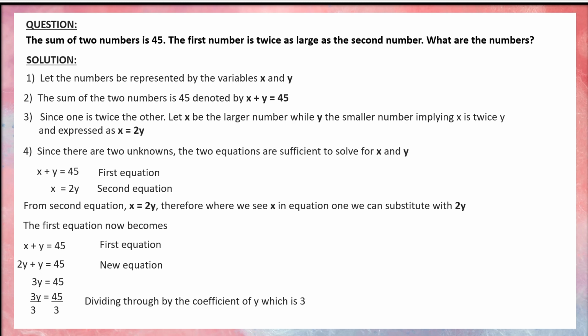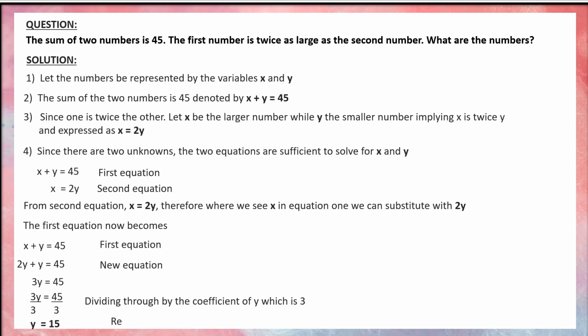Remember the reason why we're dividing by 3. We're trying to solve for y. The coefficient of y is 3, that is, what is multiplying y is 3. In order for us to get rid of the 3, we need to divide by 3. And because it's an equation, whatever we do on the left hand side, we do on the right hand side. Simplifying that, we have y equals 15, because 45 divided by 3 is 15.